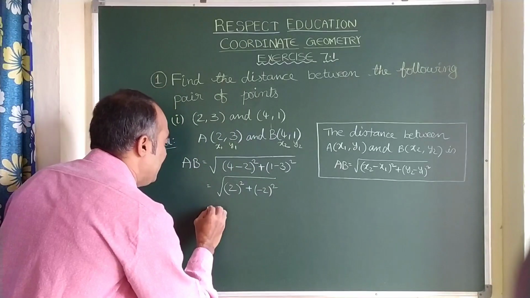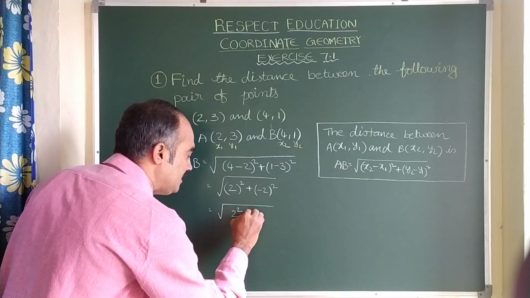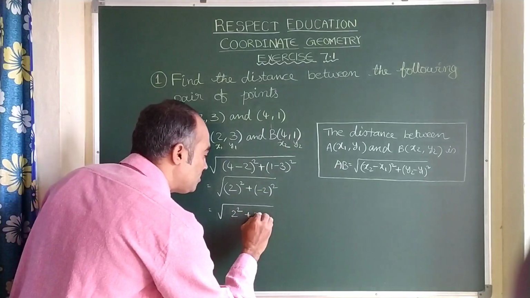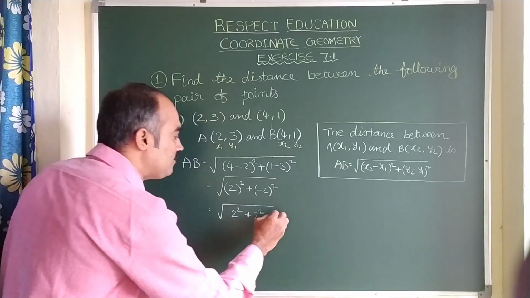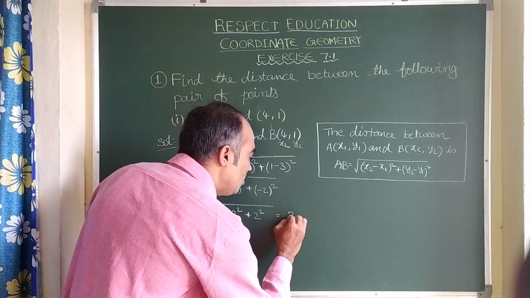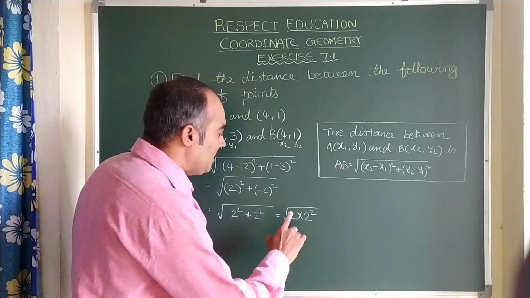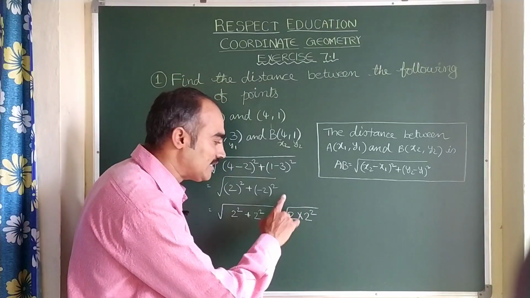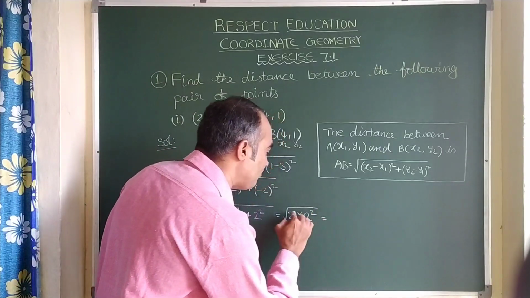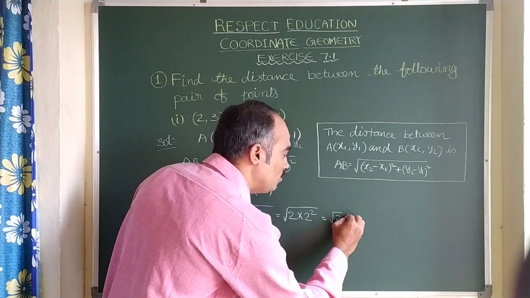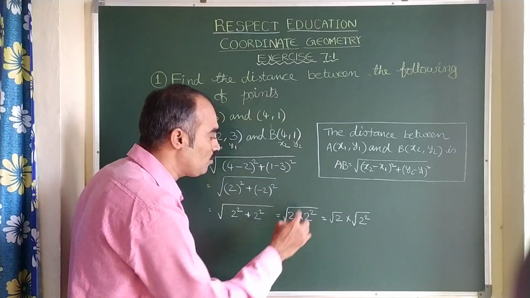Now let us write it: this is 2 square, positive 2 square as it is, and minus 2 whole square is nothing but plus 2 square. So 2 square plus 2 square. How many times is it there? 2 times. So it is 2 times 2 square. Root of a into b can be written as root a into root b. So I am splitting the root for both: root 2 into root 2 square.